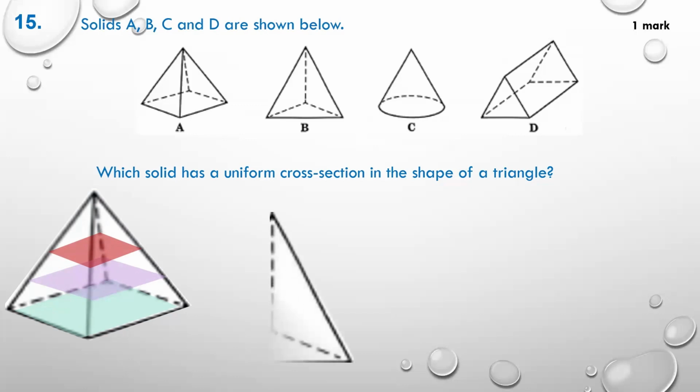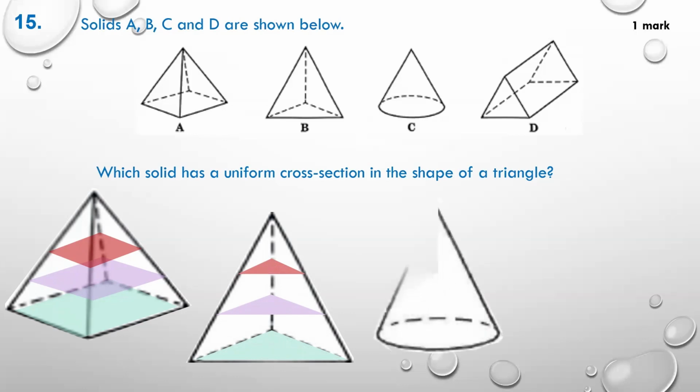Let's try for the triangular base pyramid. So we have a triangle at the base, a large triangle. And if we come up a little bit, we'll get a triangle again, but a smaller one. And if we come up even further, we're going to get another triangle, except even smaller. So the cross-section maintains the shape, but the size changes. It is not constant. It is not uniform.